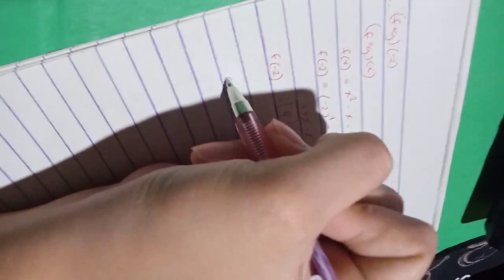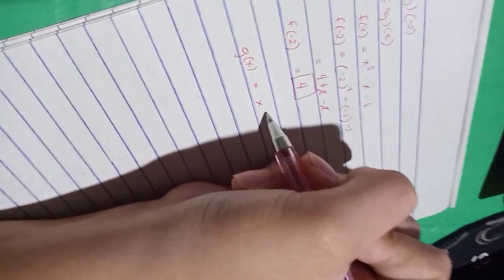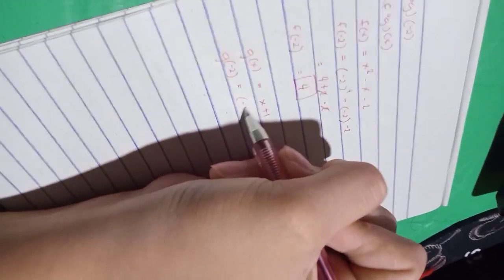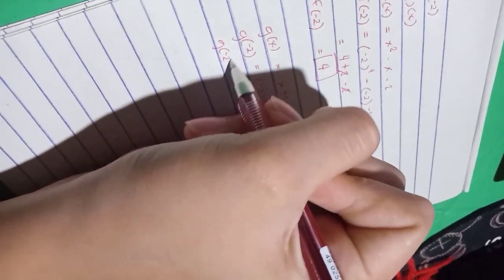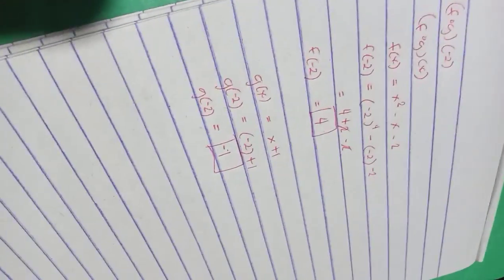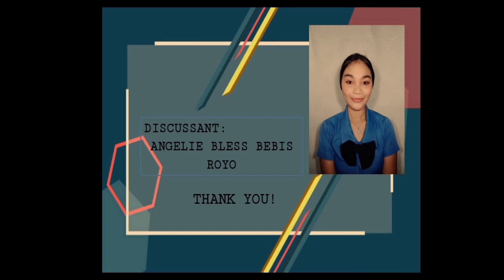That is our f(x). Now let's find our g(x). Our g(x) is x plus 1. So g(x) natin is g(−2), then we have negative 2 plus 1. We have negative 1. So our g(−2) is negative 1. So that's it. Our f(−2) is positive 4 and our g(−2) is negative 1. So that is for our discussion about the operation and function.